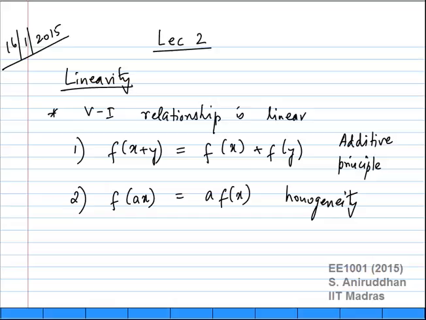Together, these two relationships put together result in a particular name. A particular name is given to these two sets of relationships. What is that? Any idea? It's called superposition. Any of you have heard of the superposition principle? You've heard of this?